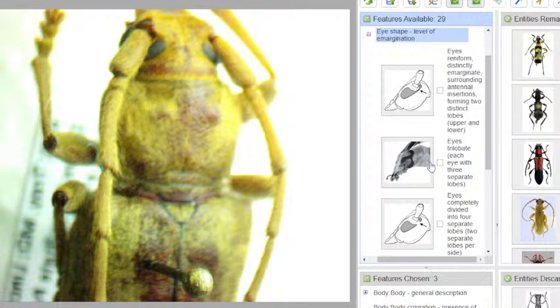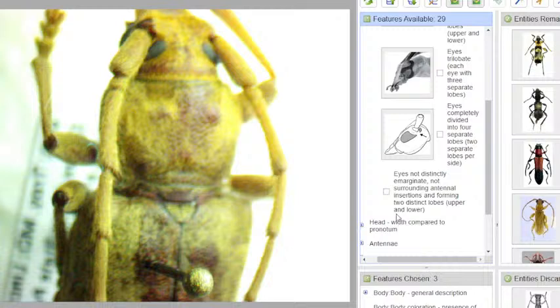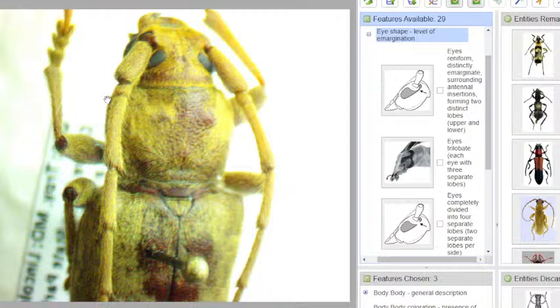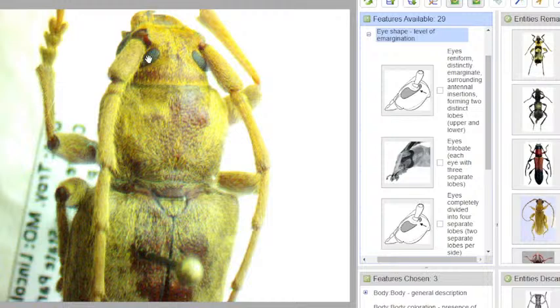Eyes trilobate. Interesting. I've never seen trilobate eyes. Three separate lobes? That's wild. So if you look closely up here at the head, I'm not going to move it around too much because you can already see that you've got this side. This is the top of the eye, and it actually hooks around. And if you look down here, that's actually the bottom of the eye. And you can see on this side that the eye doesn't get split in half. So we know that it is this reniform or kidney-shaped eye.